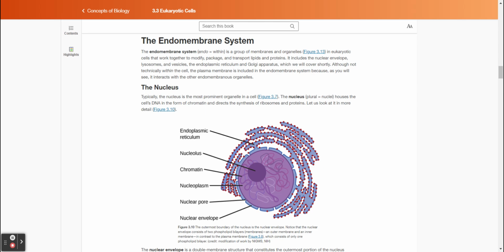The endomembrane system. The endomembrane system, endo meaning within, is a group of membranes and organelles in eukaryotic cells that work together to modify, package, and transport lipids and proteins. It includes the nuclear envelope, lysosomes, and vesicles, the endoplasmic reticulum, and Golgi apparatus, which we will cover shortly. Although not technically within the cell, the plasma membrane is included in the endomembrane system because, as you will see, it interacts with the other endomembranous organelles.